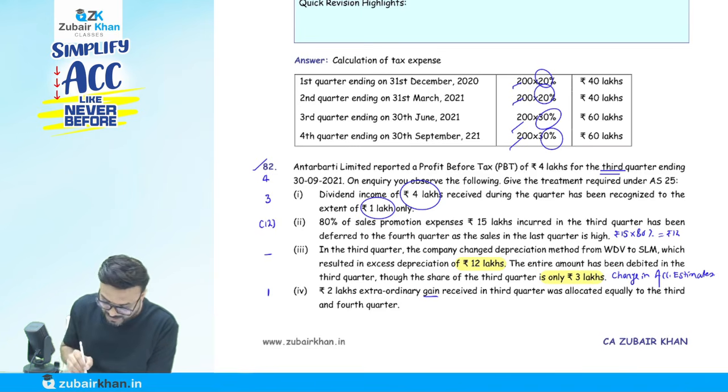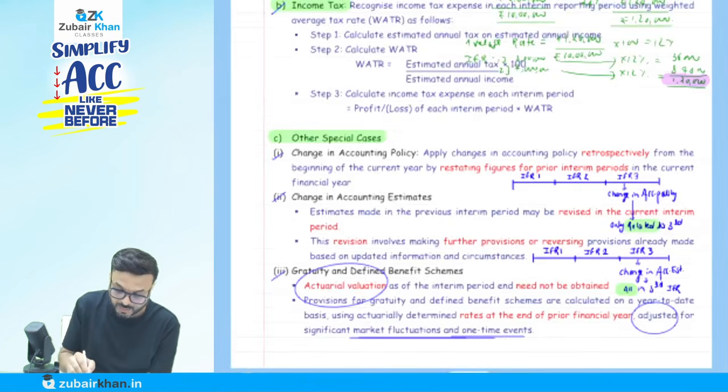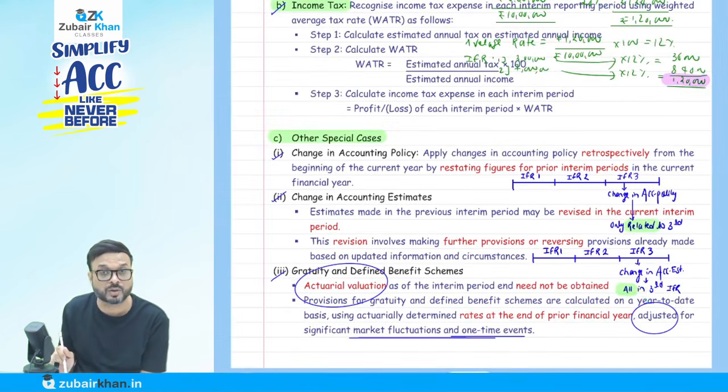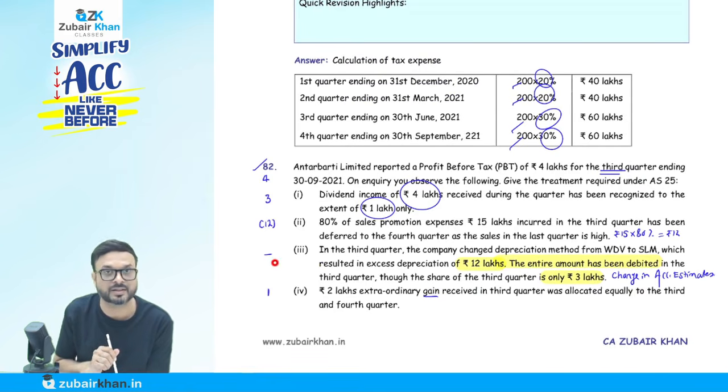So when they say the entire amount has been debited, they recognize all the amount due to change in accounting estimate. Correct. As per AS 25 also, we have to record it all in the third quarter. The treatment given by them is the correct treatment. So no need to make any changes here. Correct treatment.